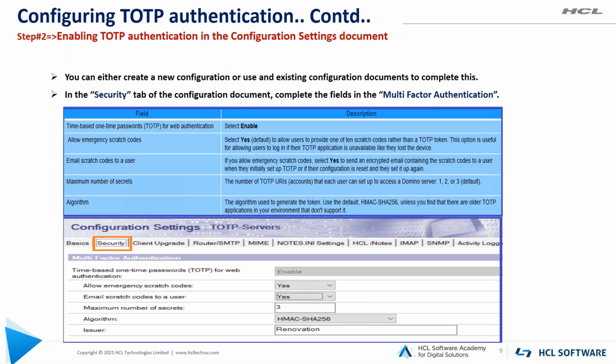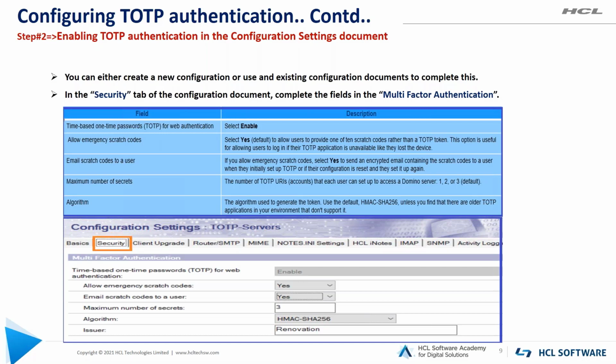The next step is to configure TOTP authentication in the configuration settings document. You can either create a new configuration document or use the existing one where your ID vault server belongs. Complete these steps under the Security tab of the configuration document. Under the Security tab, you can see a new option added for TOTP. First, enable TOTP for web authentication.